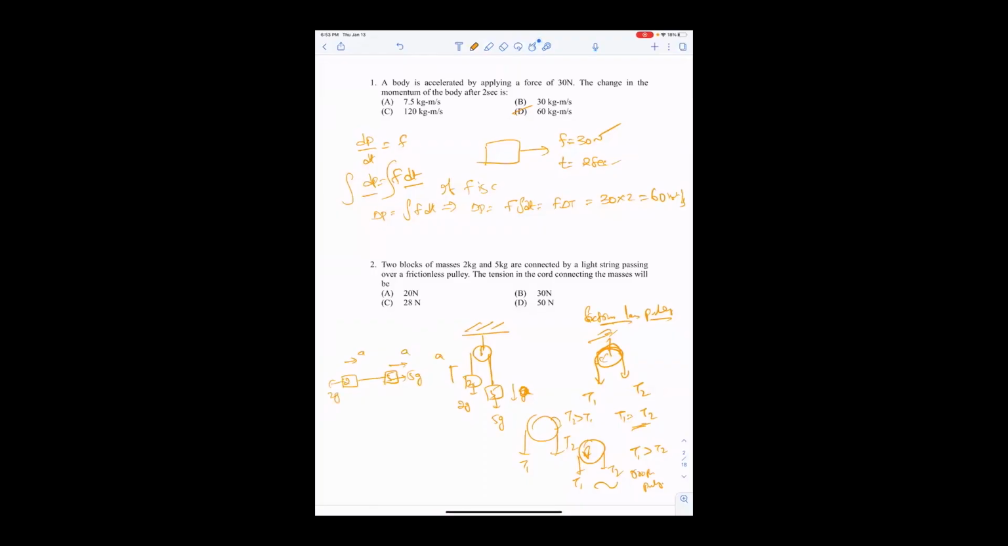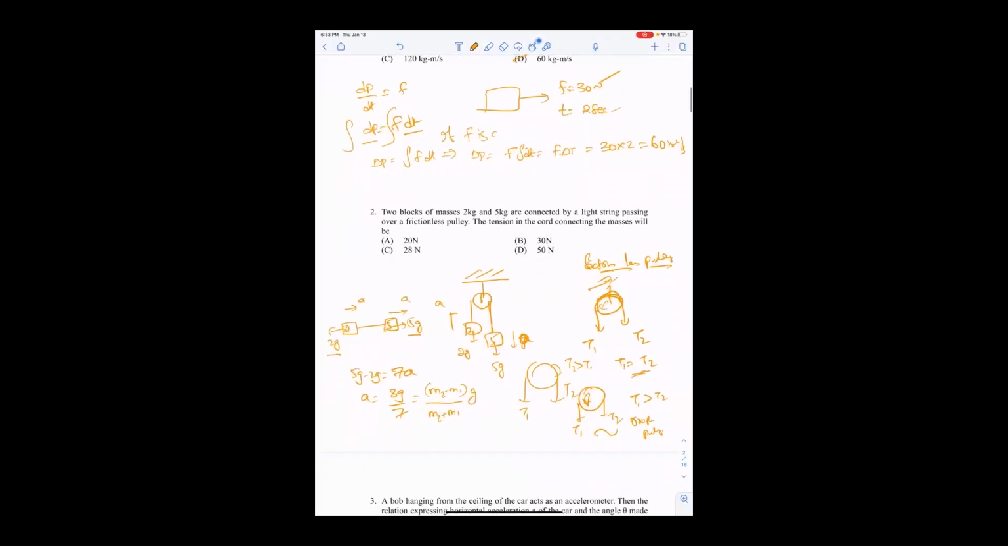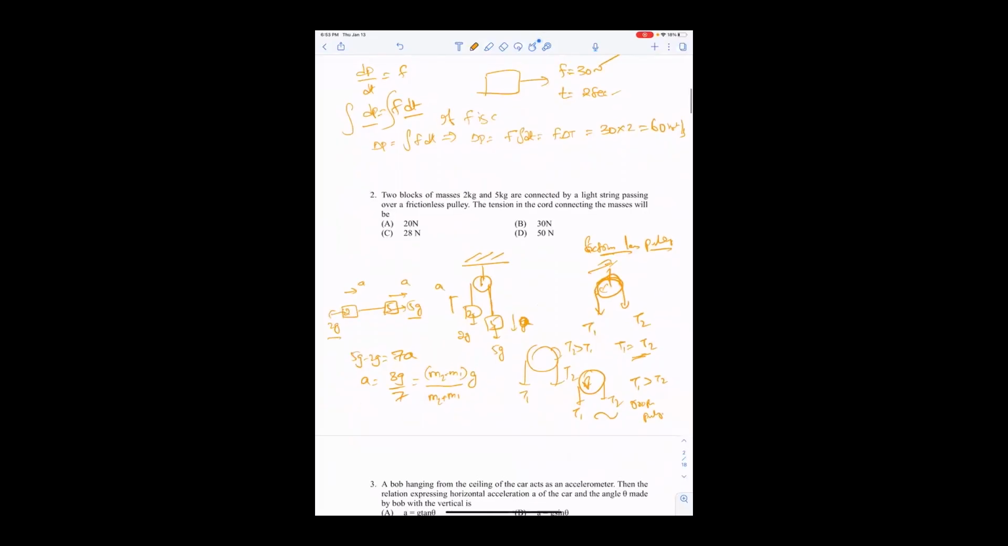Now the net will be rightward, no? So what is the net force? 5g minus 2g is equal to, what is the mass? Total mass, both are having the same acceleration. 5 plus 2, 7a. So acceleration is equal to 3g by 7. Another formula for this is (m2 minus m1) by (m2 plus m1) into g. This is called the Atwood machine, the simple Atwood machine. I hope you know this. So this is the formula.